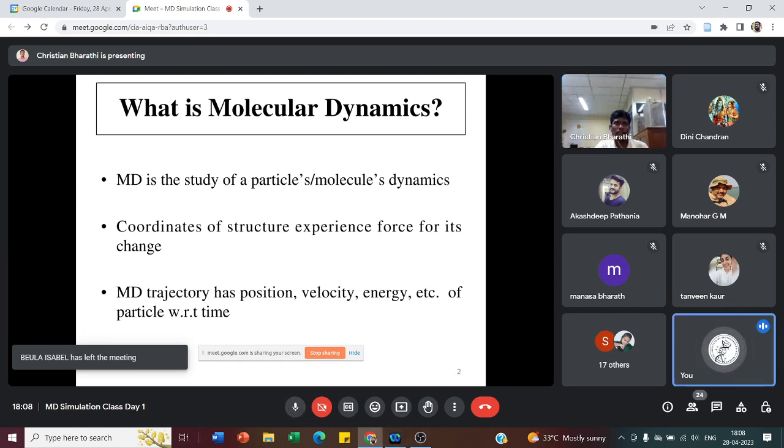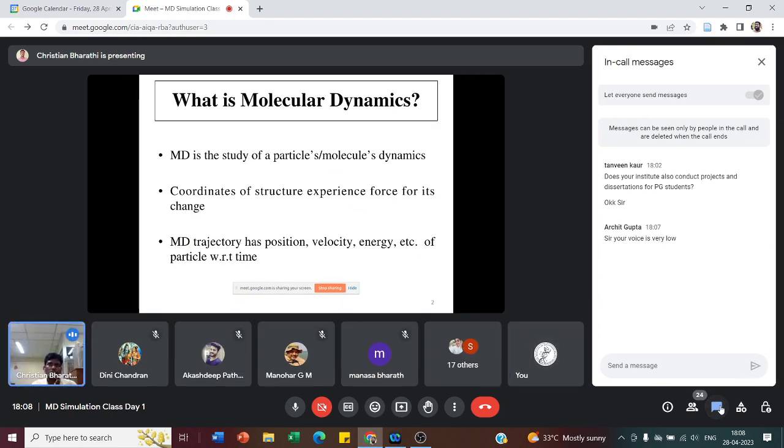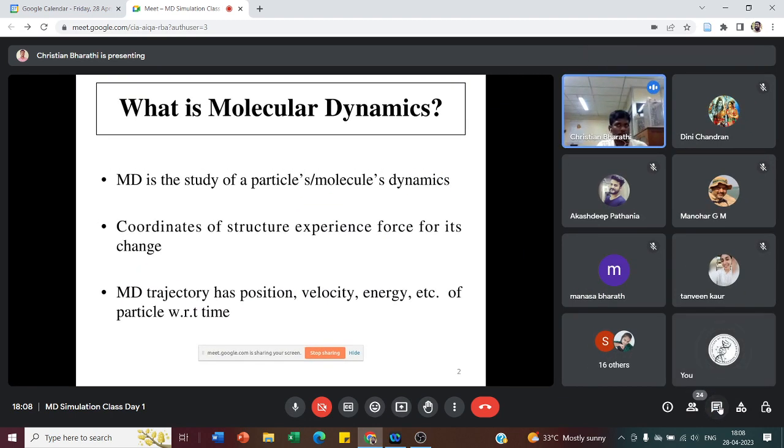Someone is saying in the chat box that the voice is too low. Is it okay, sir? I need to increase my voice a bit more. If anything needs to be communicated with Dr. Bharati, you can switch on your mic and tell everyone, because the mic is not banned for anybody. He is presenting, so he can't shift to the chat box, that's why. Okay, Dr. Bharati. Yes, sir.